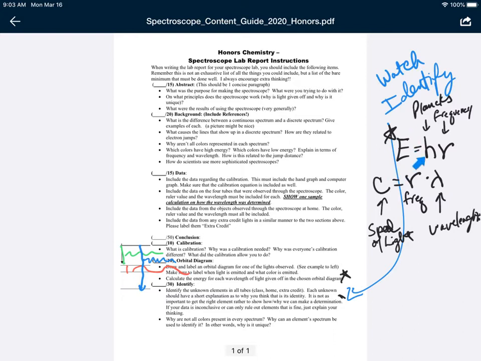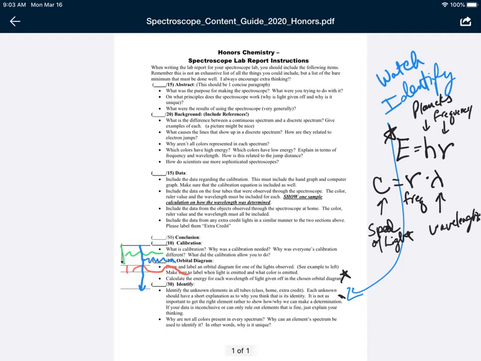Okay, so you'll calculate the energies for whatever orbital diagram you decide to draw and label. Pick one with not very many lights. Seems like a logical choice to me, but do whatever you want. So each of those sections, the calibration section and orbital diagram section, are each 10 points out of your total 50 for the conclusion. So keep that in mind as you're writing this, that those are each 10. The last section, the identify section, is worth 30.